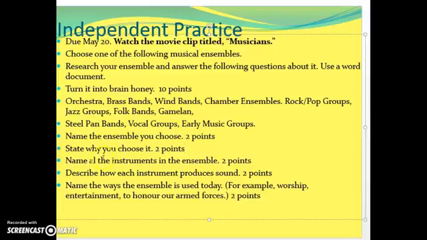Name all the instruments in the ensemble, 2 points. Describe how each instrument produces sound, 2 points. Name the way the ensemble is used, for example, worship, entertainment, to honor our armed forces, 2 points. The total is 10 points. That's due May 20th, and also watch the movie clip titled Musicians. Everything is located in Brain Honey.